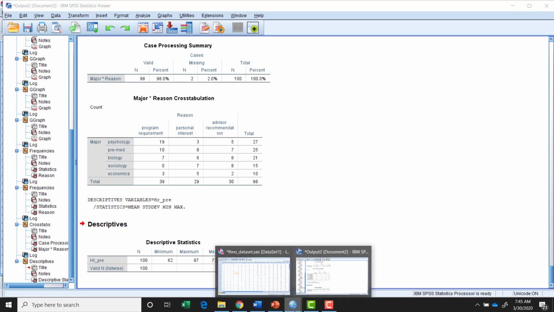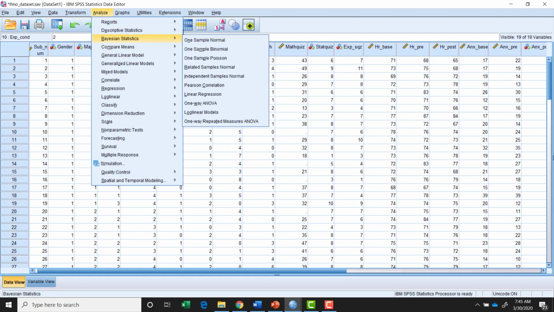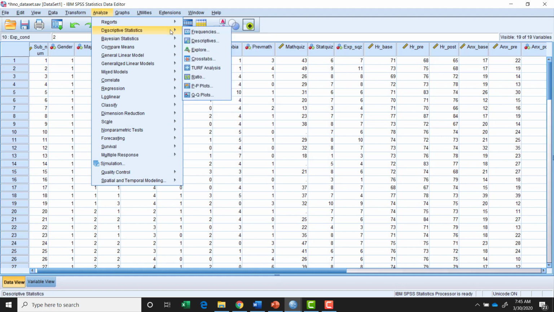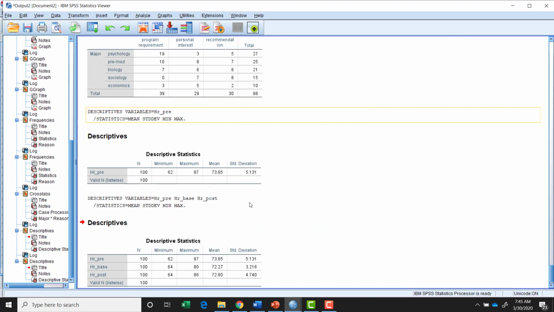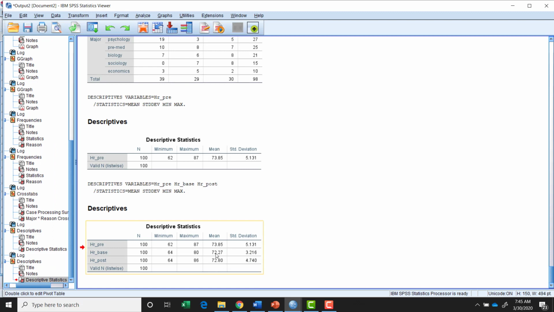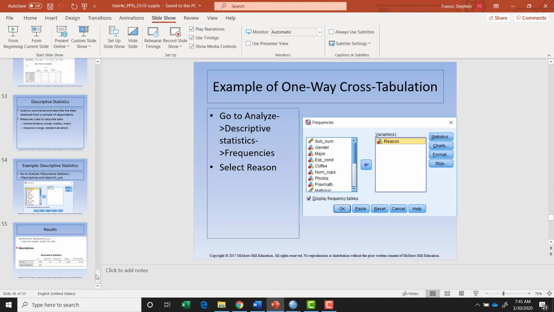What we could do now is go to Analyze, Descriptive Statistics, Descriptives, and calculate these three heart rate variables and see if there looks to be a difference. We can see that the heart rate pre is generally the highest heart rate, maybe because people are anticipating the test. It's higher than both the heart rate base and the heart rate post. Is it statistically significant? We'll talk about that in the next couple of classes, and we will actually find this out.